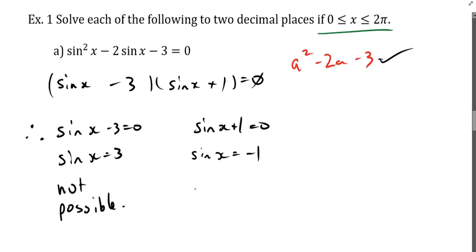When is sine x equal to -1? When x equals 3 pi over 2. I just got that from the graph, right? But angles in standard position, however you like to do it, get that answer.